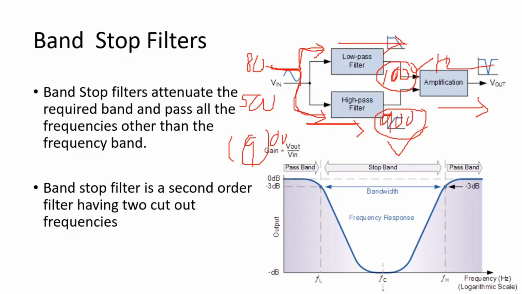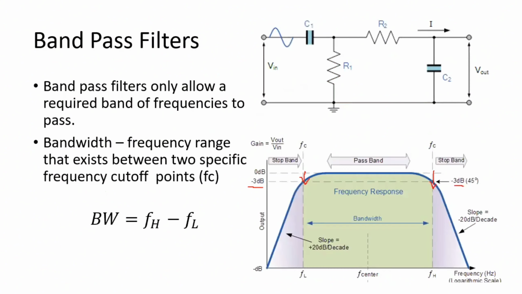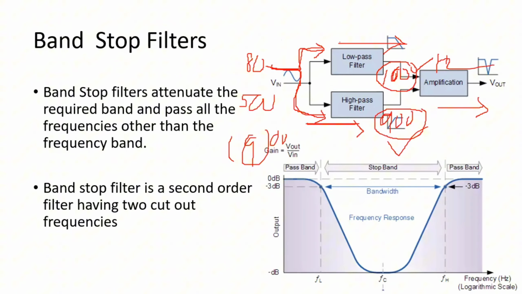For the band pass filters, only the required band is passing. For the band stop filter, only the required band is not passing, it is attenuated.